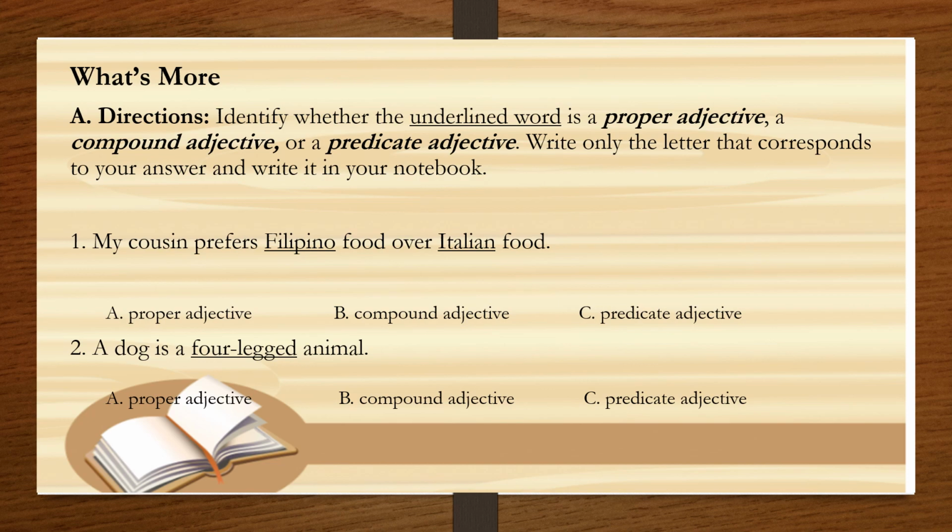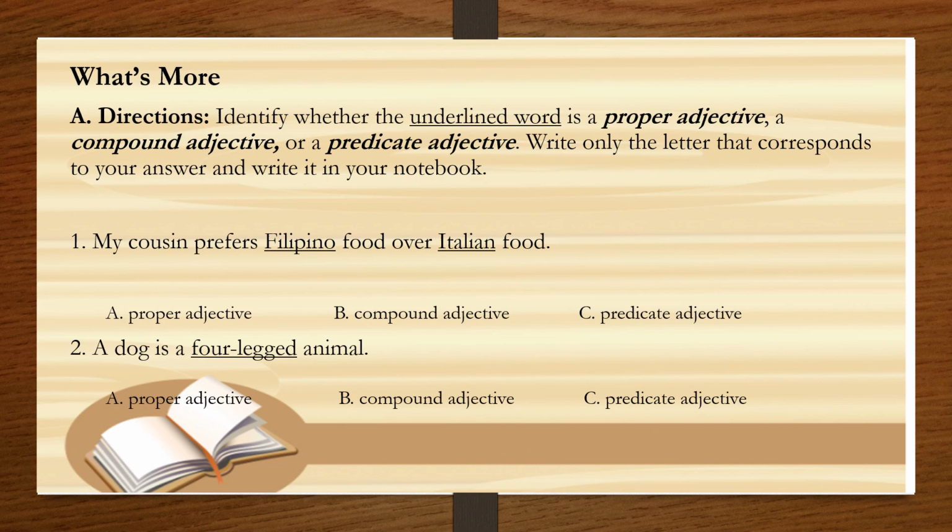Tired modifies many doctors and nurses. So, what's more? Letter A, directions. Identify whether the underlined word is a proper adjective, a compound adjective, or a predicate adjective. Write only the letter that corresponds to your answer and write it in your notebook. So we have number 1. My cousin prefers Filipino food over Italian food. So, Filipino and Italian are letter A, proper adjective, letter B, compound adjective, or letter C, predicate adjective.